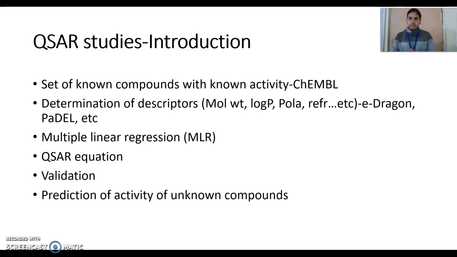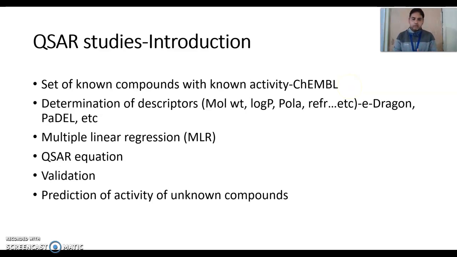First thing is, to do these studies you should have a set of known compounds with known activity. What does it mean? You should have the compounds and their experimental values against that particular target. So the question is, from where will you get this set of known compounds with known activity? The well known one is ChEMBL. Just type ChEMBL in Google.